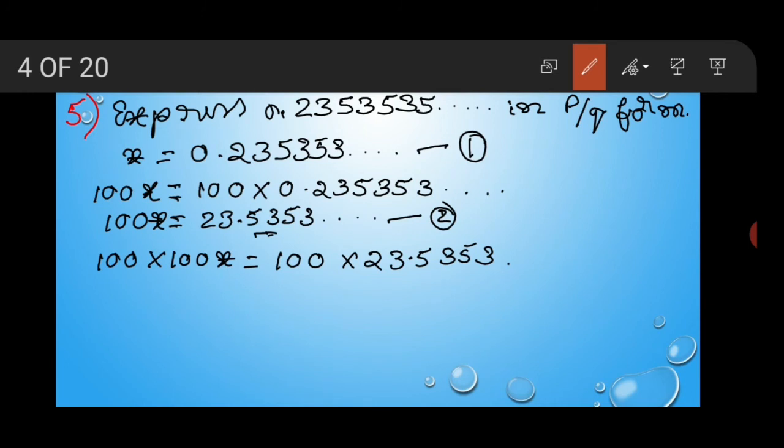Why did we multiply with 100? Because in order to carry the 53 repeating digits to the left hand side of the decimal point. Now it becomes what? 10,000x is equal to, multiply with the 100, 23.5353 becomes what? 2353.